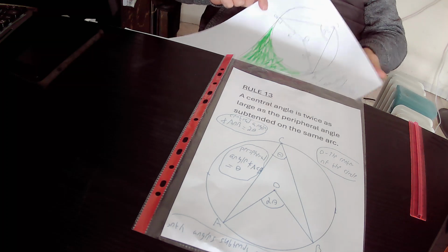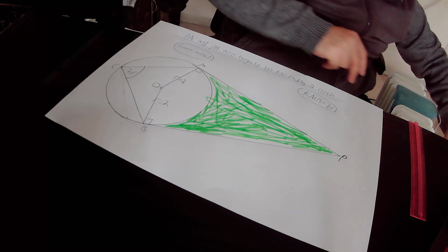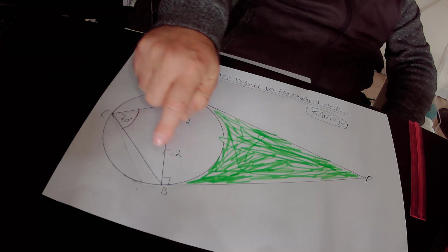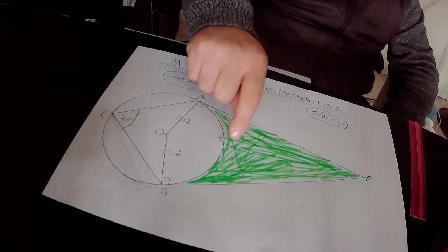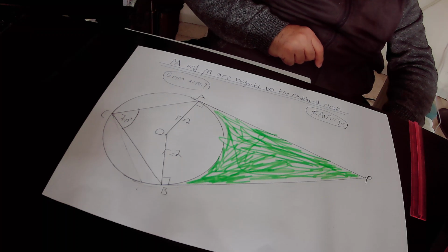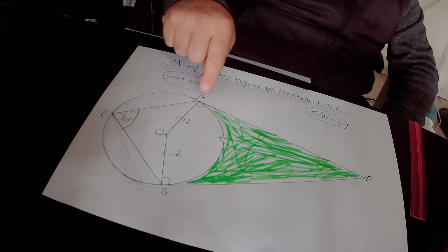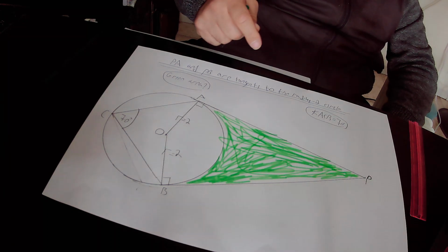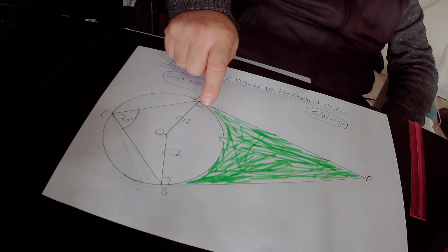We can actually implement rule 13 in our drawing. Why? Because in our drawing we have this peripheral angle ACB, which is equal to 70 degrees in its size and is subtended on this arc AB. In addition, we have also the central angle AOB. The central angle AOB is subtended on the same arc AB. And according to rule 13, the central angle AOB will be twice as large as the peripheral angle ACB that is subtended on the same arc AB.